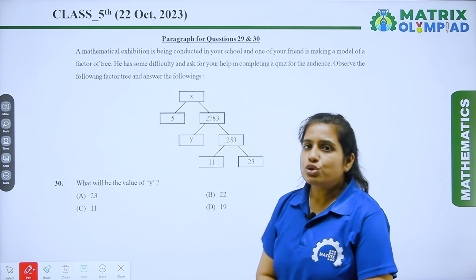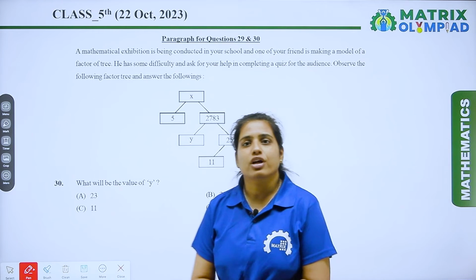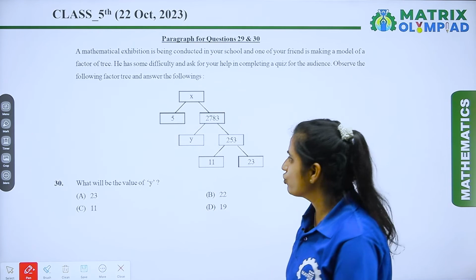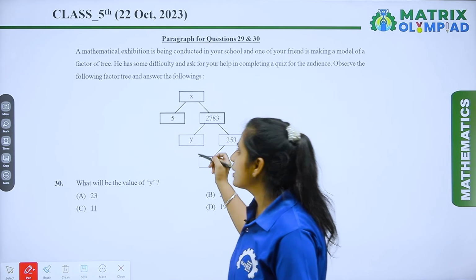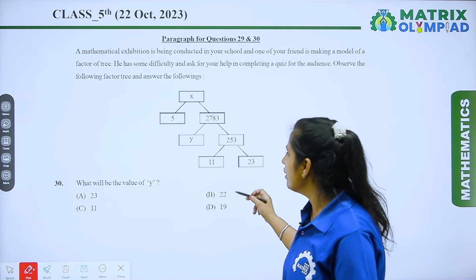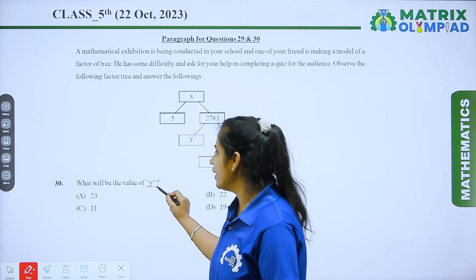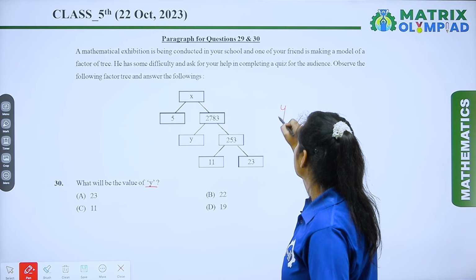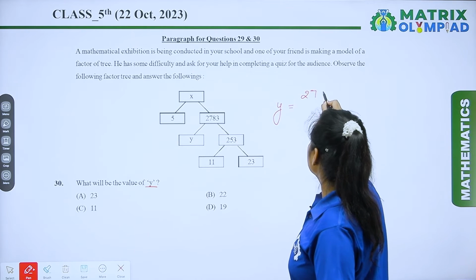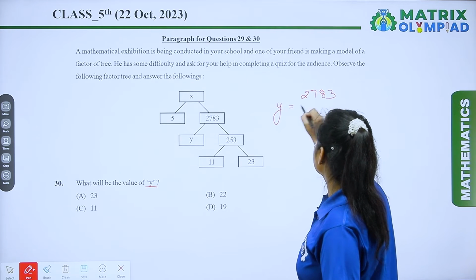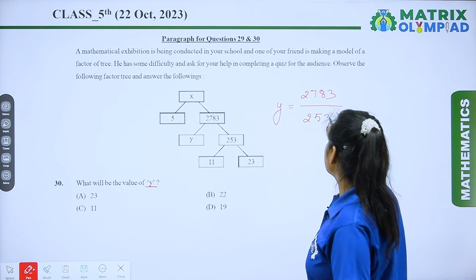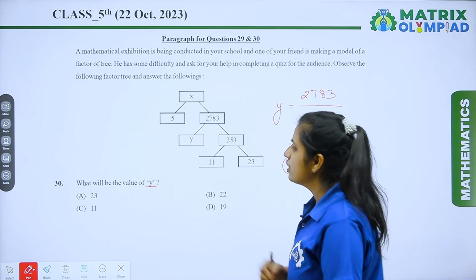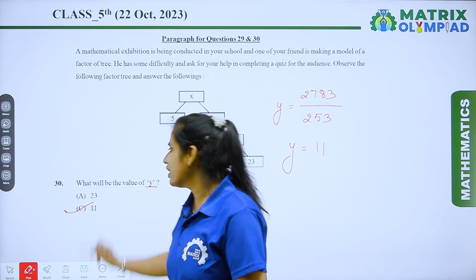Now the next question is question number 30 and this is the last question of this part. So here in this question we are going to use the previous information of the paragraph, that is factor tree is given to us and we have to find out now the value of y. So to find out the value of y, we are going to divide 2783 by 253. So here the value of y is 11. Here option C is the correct answer.